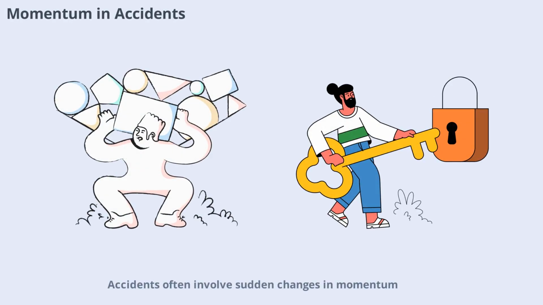Accidents often involve sudden changes in momentum. Whether it's a slip and fall or a vehicle crash, understanding how momentum changes can help us prevent injuries and design better safety measures. This knowledge is crucial for emergency responders and safety engineers.